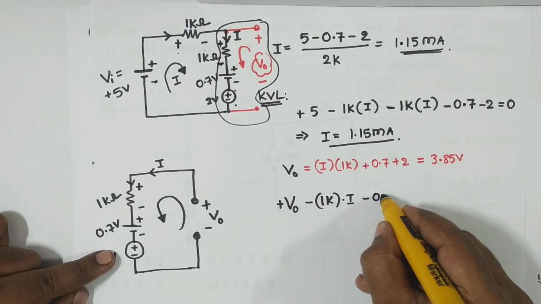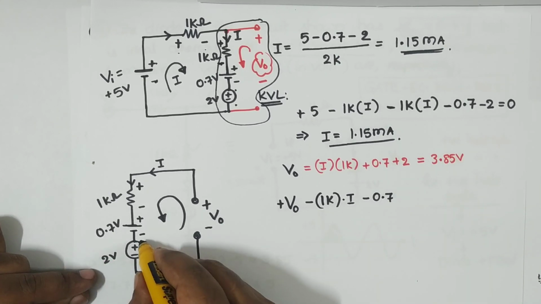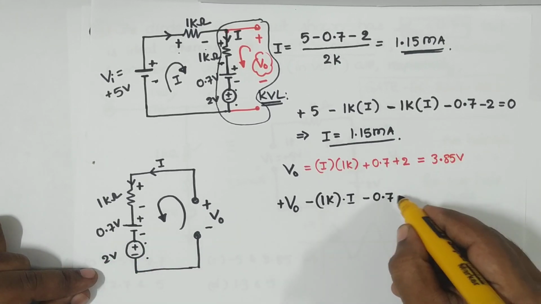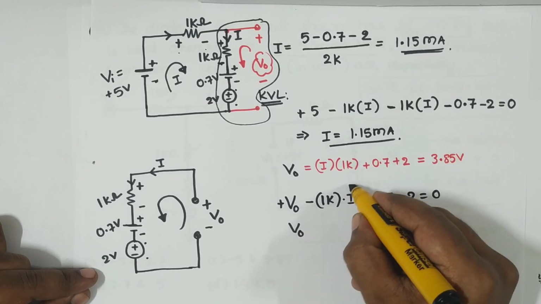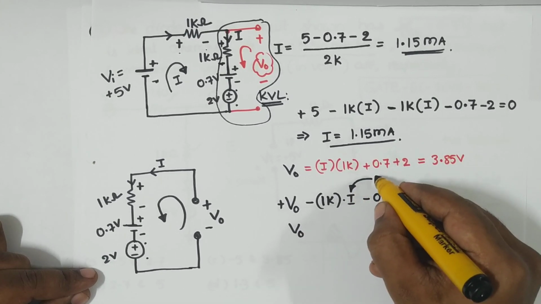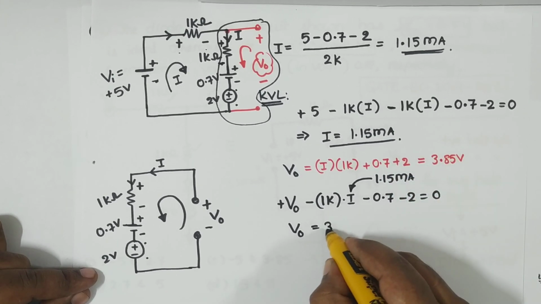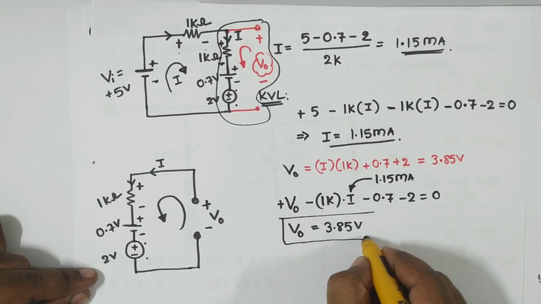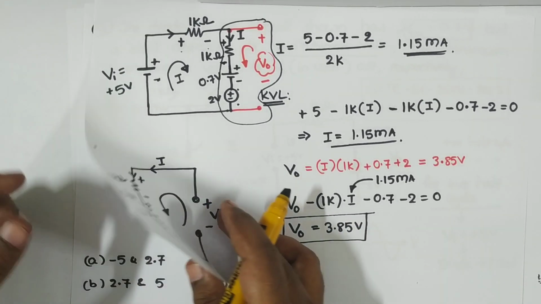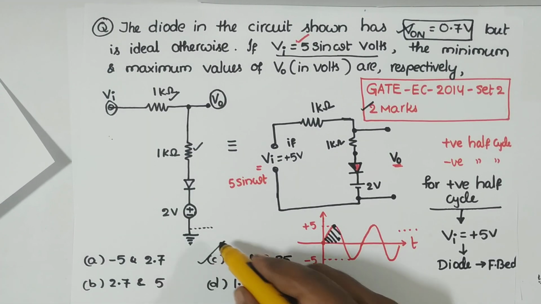So assuming again, current entering at plus and leaving at minus, this is minus 2 equal to 0. So if you put I equal to 1.15 milliamperes, you must get the same answer again. You can check things out. V naught is equal to this. So in the options for maximum voltage we have this one. See, C must be the correct answer.